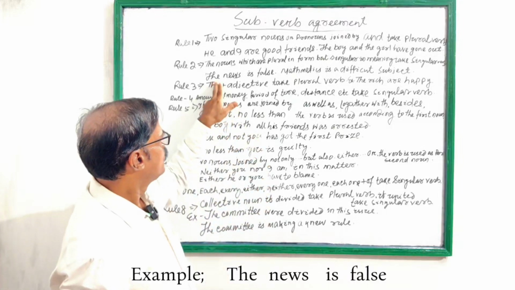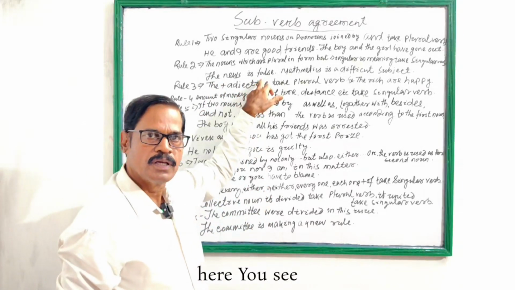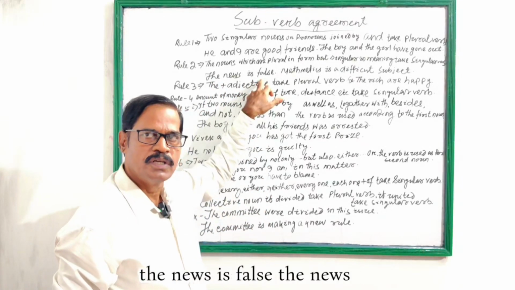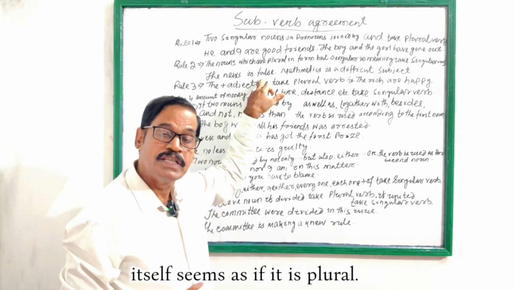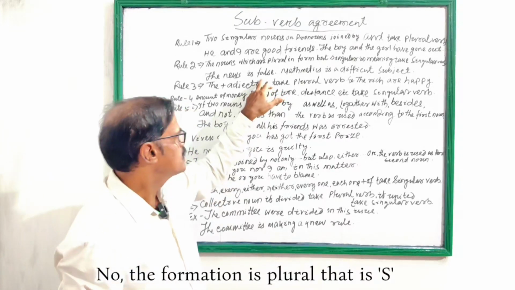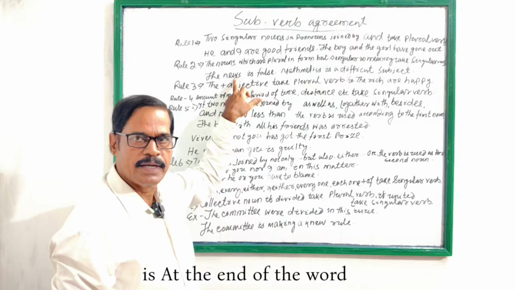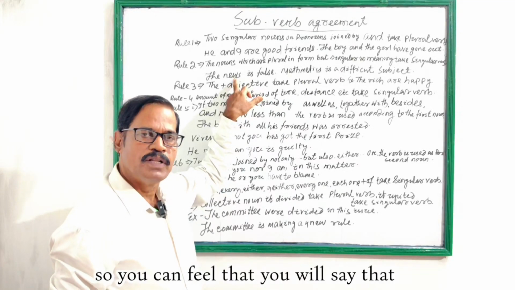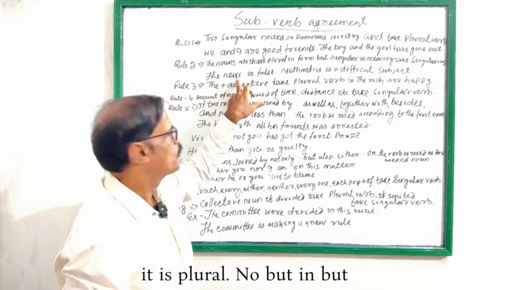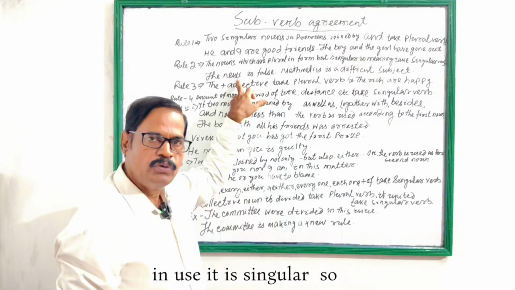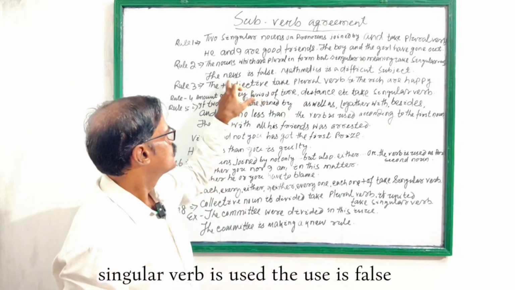Example: the news is false. Here you see, the news is false. The word news itself seems as if it is plural. The formation is plural, that is, there is an 's' at the end of the word. So you may feel that you may say that it is plural. No, but in use, it is singular. So a singular verb is used.